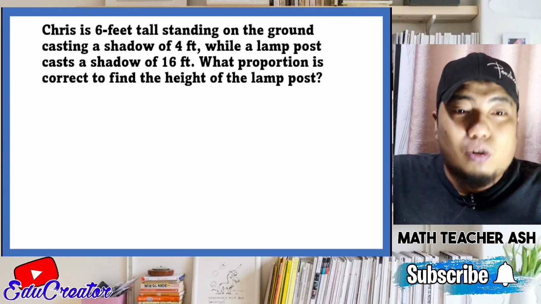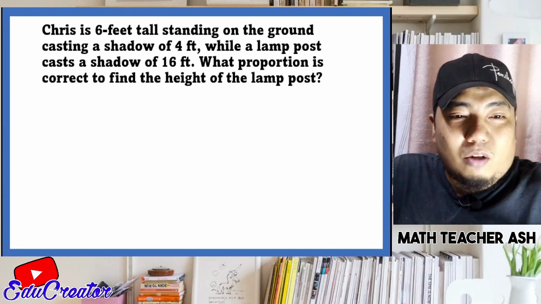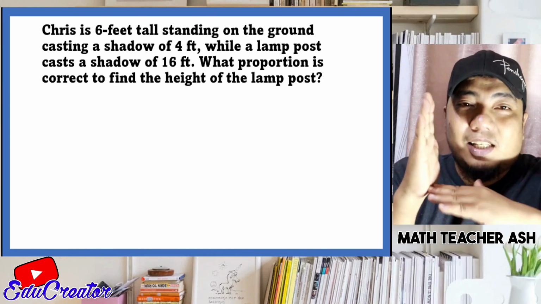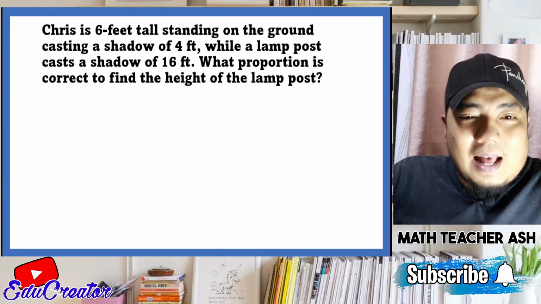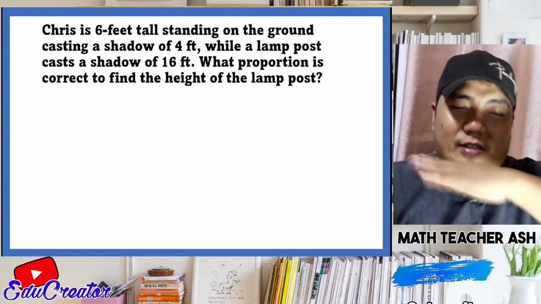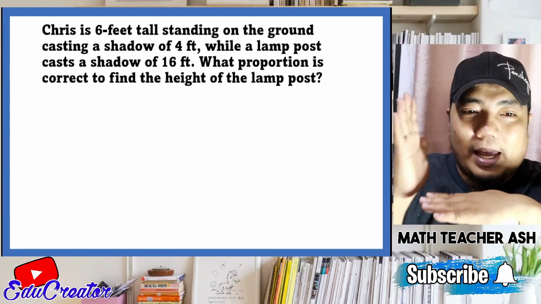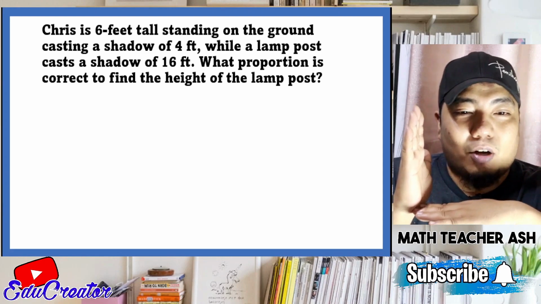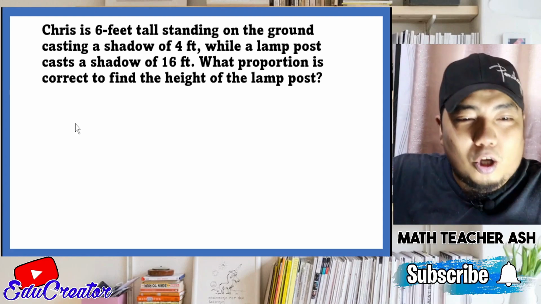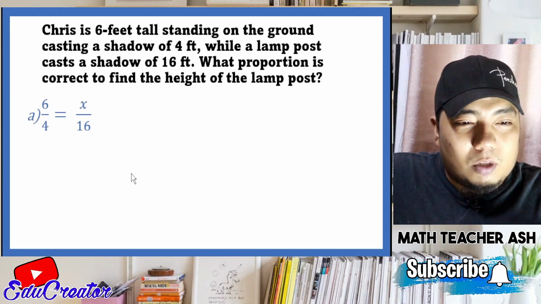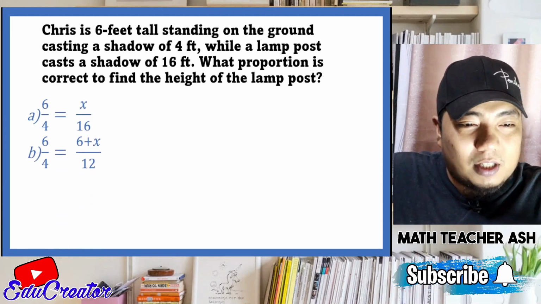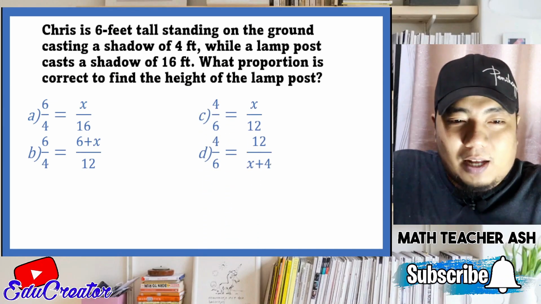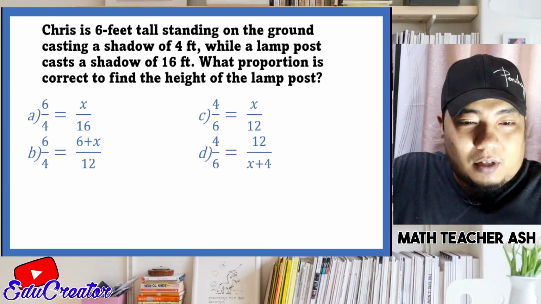Chris is 6 feet tall, standing on the ground, casting a shadow of 4 feet. So 6 feet tall is Chris, and his shadow is 4 feet. A lamppost casts a shadow of 16 feet. So this is the shadow of the lamppost. The question now is what proportion is correct to find the height of the lamp? Is it A, 6 over 4 is equal to x over 16, B, 6 over 4 is equal to 6 plus x over 12, C, 4 over 6 is equal to x over 12, or letter D, 4 over 6 is equal to 12 over x plus 4.